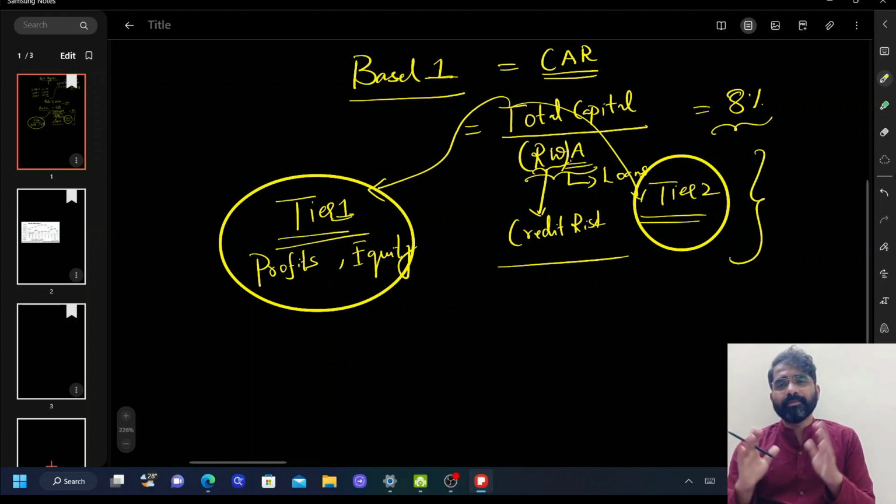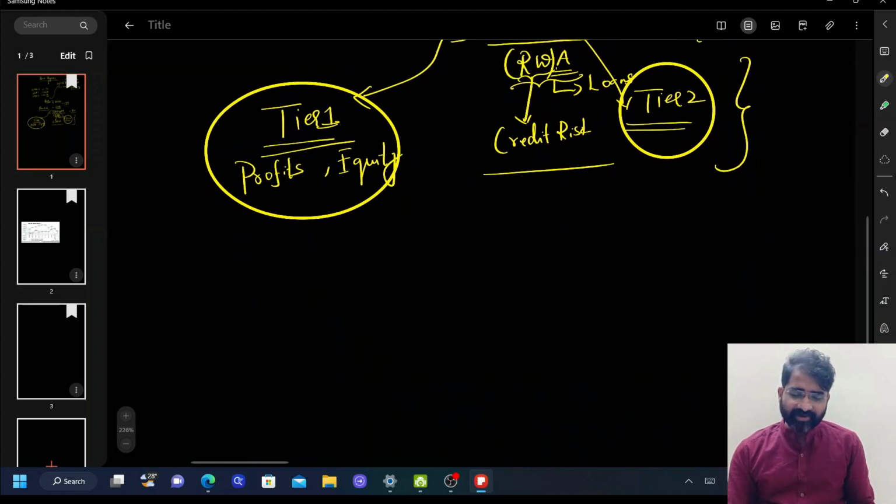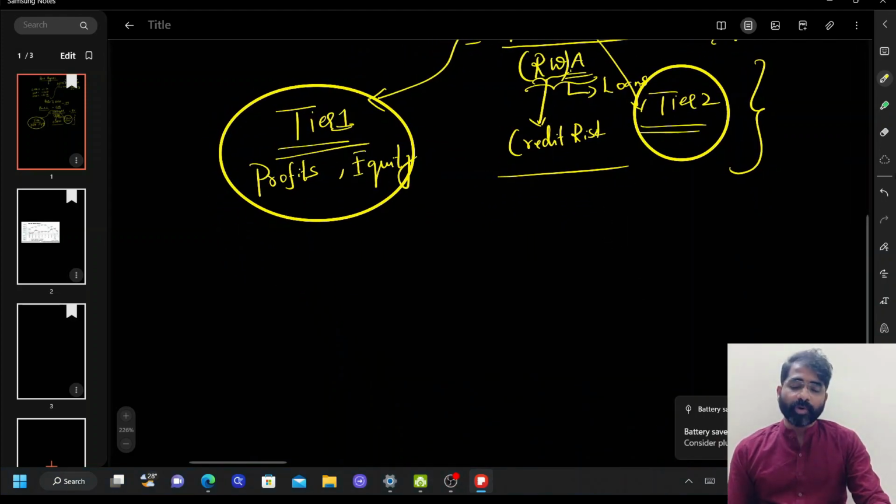In spite of there being Basel 2, there was the subprime crisis in the US in 2008, and that is the reason they've come up with the Basel 3 guidelines. So India basically adopted Basel 1 in 1999, and Basel 2 guidelines came up in June 2004.